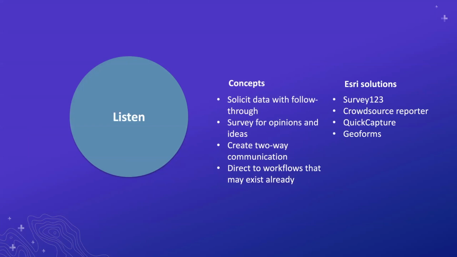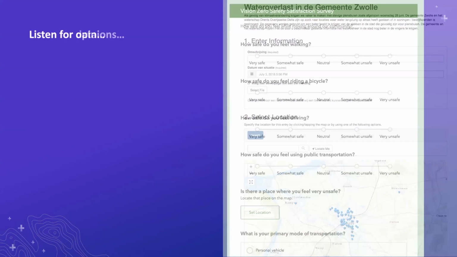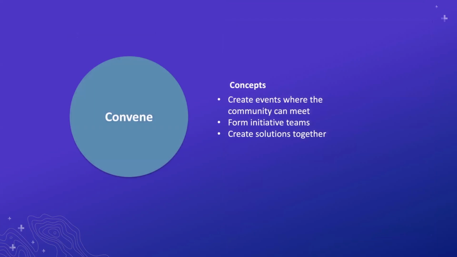Listening, we want to use something like Survey, Crowdsource Reporter. The Quick Capture app is really good for this in specific cases. Or Geoforms. You can listen for data, you can listen for opinions, you can help schedule your events with surveys. Again, check out that engagement talk if you're interested in learning more about how listening can be made a powerful tool to engage your community.